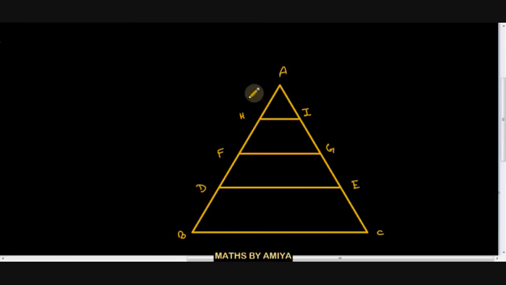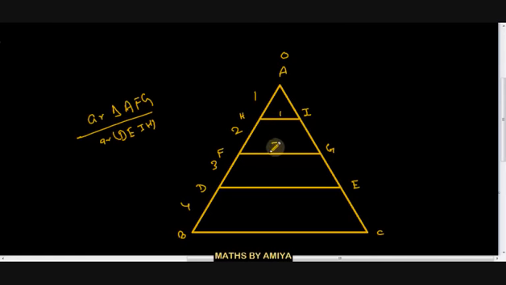If we have side ratio, say 1 is to 2 is to 3 is to 4, then what is the area ratio of triangle AFG to area of quadrilateral say DEIH? When you have side ratio, first of all find the base ratio. Take A is 0, 0 plus 1 is 1, 1 plus 2 is 3, 3 plus 3 is 6, 6 plus 4 is 10. So we find the base ratio.